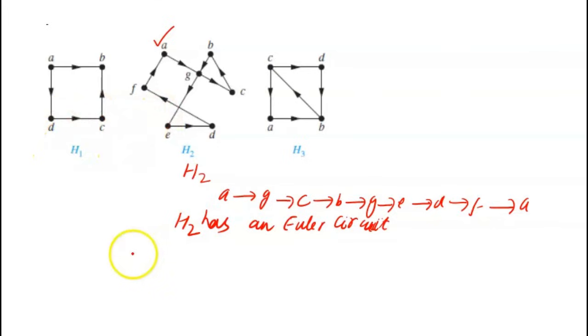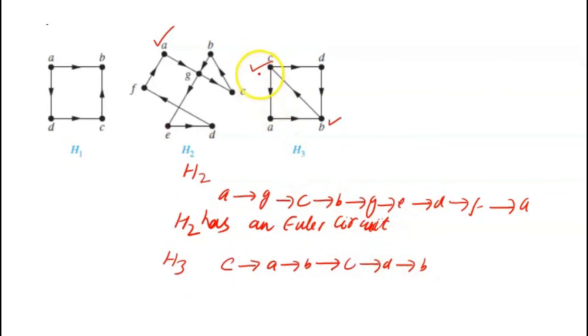Now what about Euler path? Here in the graph H3 we have an Euler path, and I want to show you what that Euler path is. Suppose I start at vertex C. I moved from C to A, then from A I moved to B, and then from B I moved back to C, and then from C I moved to D, and from D I moved to B. So you can see that I moved C to A, then A to B, then back to C, then C to D, and then D back to B. Even though I have not completed the circuit because I started at C and ended at B, I have made sure that I have covered all the edges exactly once.